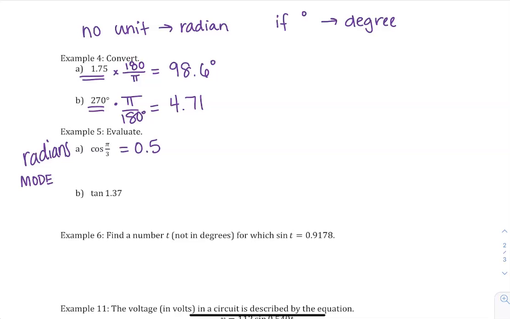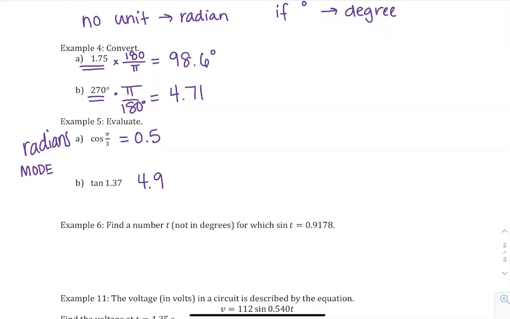If you're using a different calculator than the TI-83 or 84, a simple Google search on how to convert from degrees to radians with your calculator name there will provide you with a short tutorial. Let's do one more. Tangent of 1.37. So if you do tangent, then 1.37, that's going to give you 4.9.